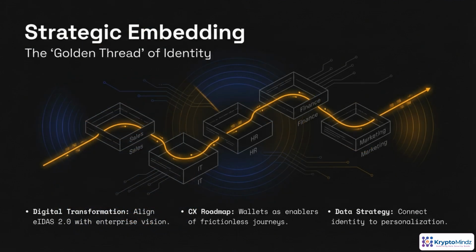Think of eIDAS 2.0 and wallets as a golden thread that runs through your whole business, not a standalone compliance project. First, plug it into your digital transformation agenda. Where are you trying to reduce paper, reuse data, or open new digital channels? Wallet-backed identity can unblock those. Next, link it to your customer experience roadmap. Wallets should shorten onboarding, simplify strong authentication, and make high-risk actions feel effortless but safe. Finally, connect identity to your data strategy. Trusted attributes enable better personalization with less data collection and clearer consent.